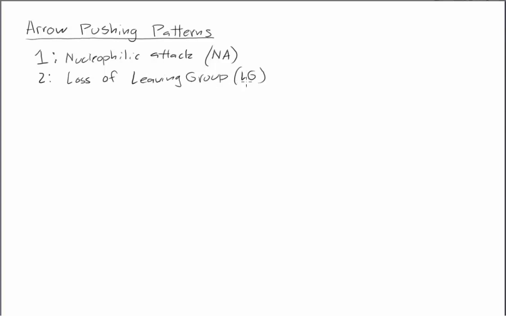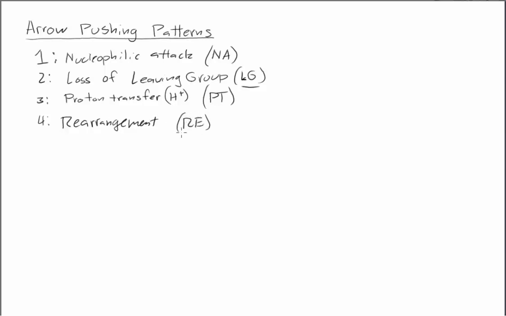We'll abbreviate it LG. LG also stands for leaving group, so it can refer to the actual group that's leaving, the leaving group, or we can just use this abbreviation here to refer to the pattern, so that's LG. And the third one is Proton Transfer. Remember, to an organic chemist, a proton is simply a hydrogen ion, an H+ ion. So that would be what we're transferring, and I like to abbreviate it PT. And the last one is rearrangement. And I like to abbreviate RE.